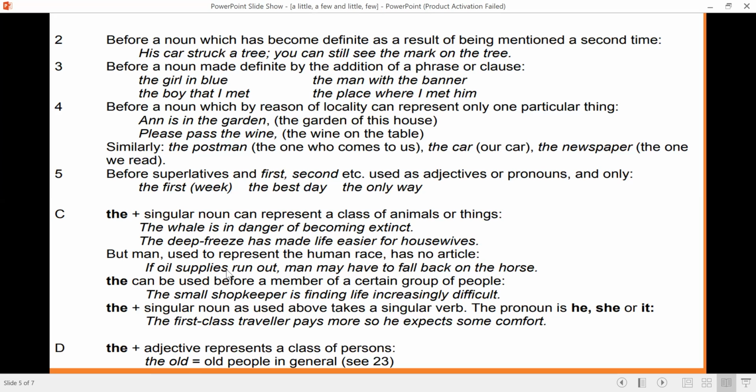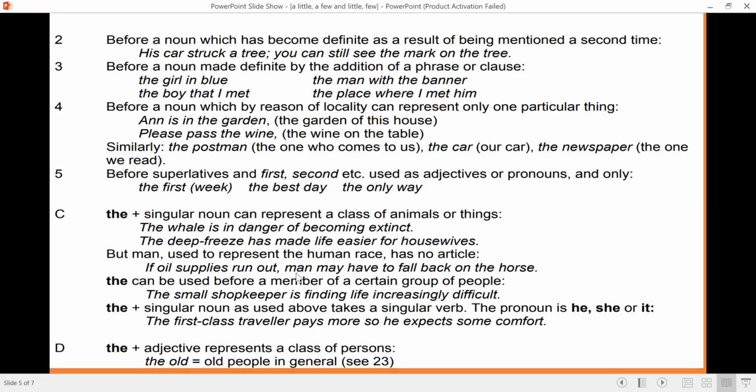You do not use this rule for the man as well. If while supplies run out, man may have to fall back on the horse. Here you are not using the for man, because man will not represent a whole class of human beings. Like we represented the whole class of animals or things with the help of the plus singular noun. We can represent the whole class of animals or things with the help of the plus singular noun, but we cannot represent the whole class of human beings with the help of the plus man.